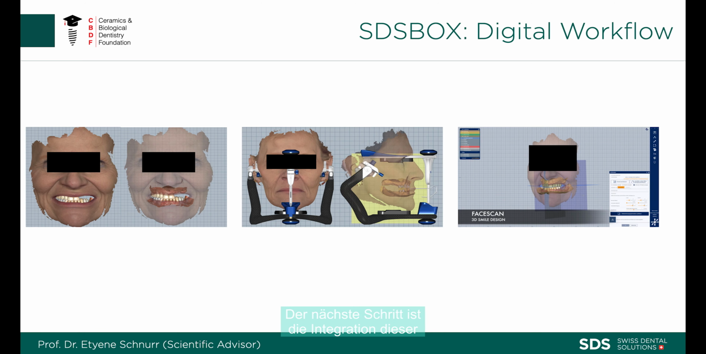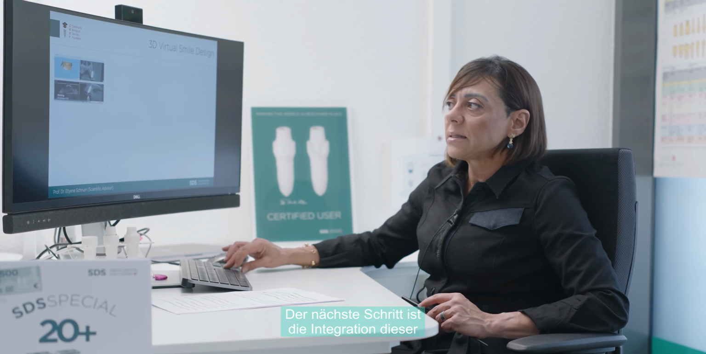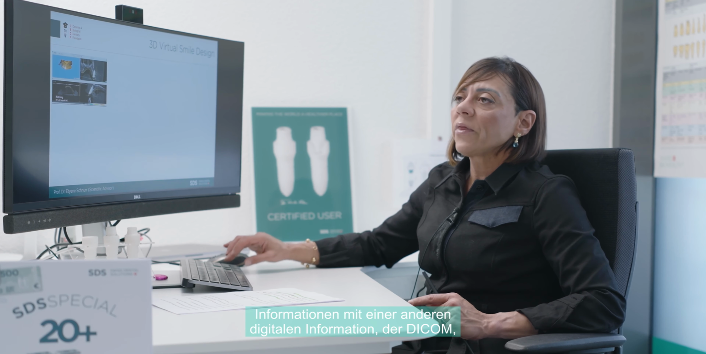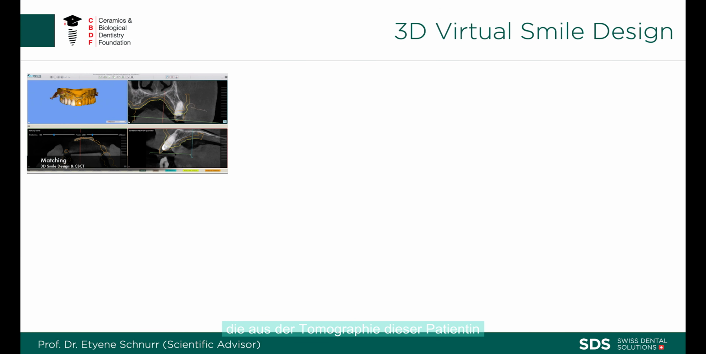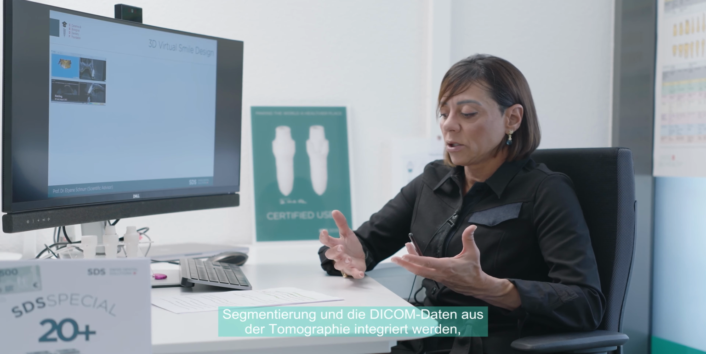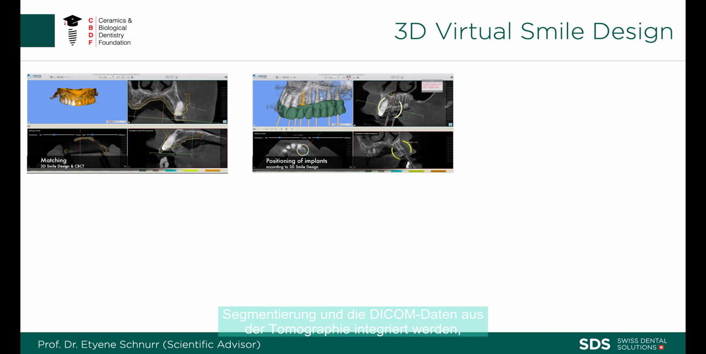All this information, by using exocad, helps us to design a 3D virtual smile of our patient. The next step is to integrate this information with another digital information, the DICOM, that comes from the tomography of this patient, using another software, the SMOP. When both pieces of information, the STL segmentation and the DICOM from the tomography, are integrated, we can plan an accurate virtual smile design for our patient.